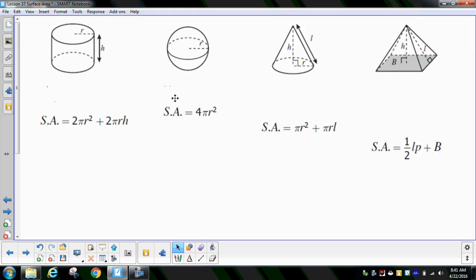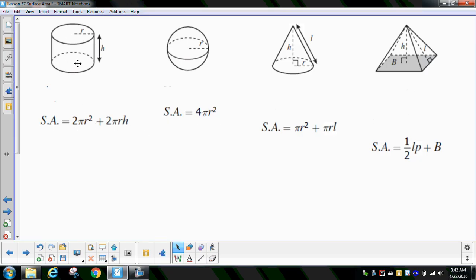These are pulled straight from the formula sheet that you'll get at the end of the year on the SOL for the final exam. We have a cylinder, a sphere, a cone, and a pyramid. Pretend you want to wrap these things with wrapping paper. The surface area is all the area that would be covered with wrapping paper. The most important thing is to know where and what to plug into these formulas.